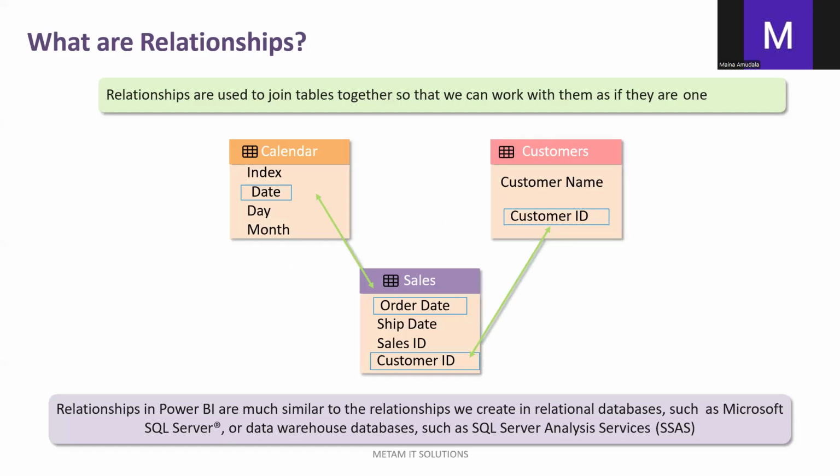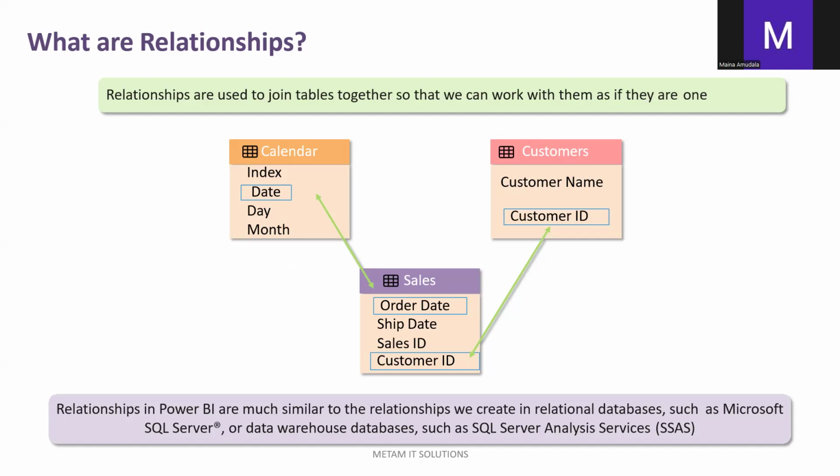So here I'm taking three different tables: customer, sales, and calendar. In the customer table, I have collected the data regarding the customer name and customer ID. Coming to the sales, I have collected order date, ship date, sales ID, and customer ID. Coming to the calendar, I'm using the data of index, date, day, and month.